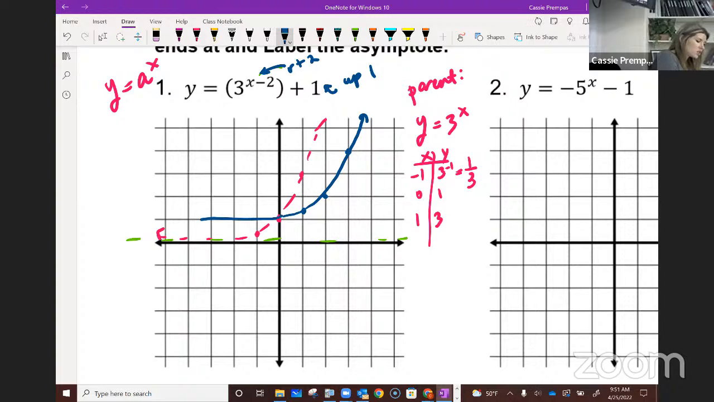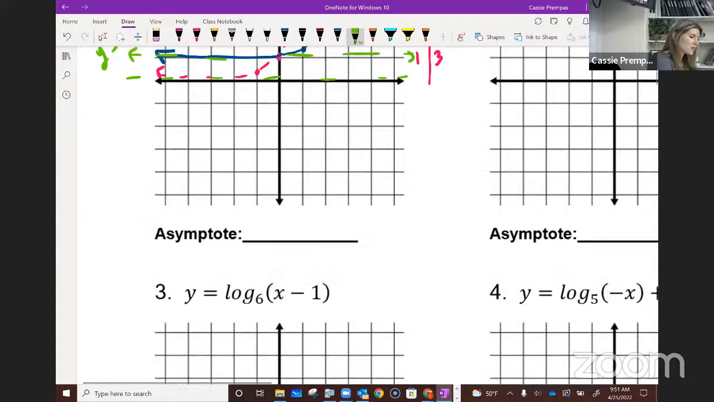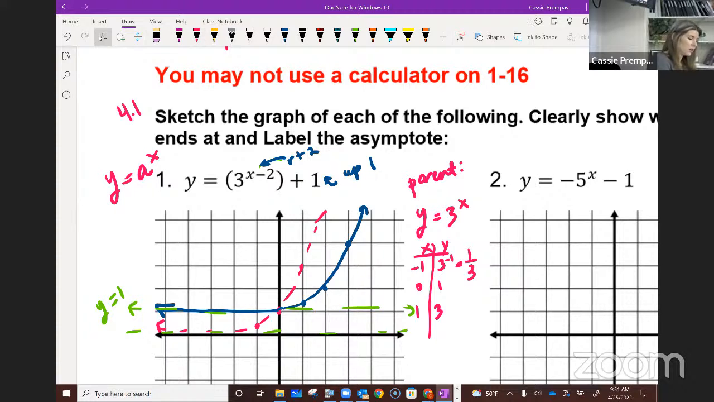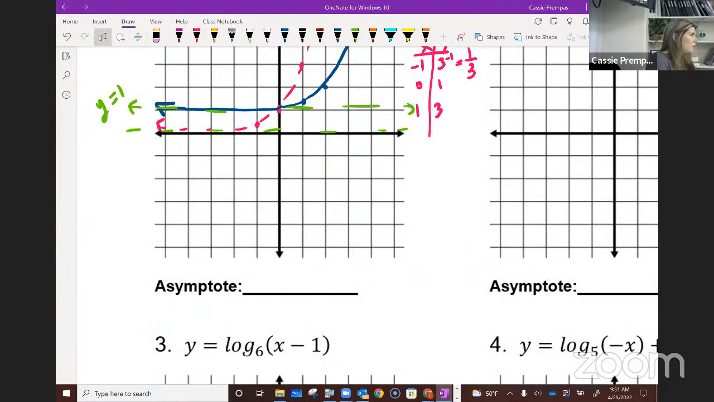Since it's been shifted up, all of those points move up, which means I have a new horizontal asymptote, not at y equals 0. What is the new one at? Good, y equals 1. Now, be careful. On the test, I will ask you to label it as the equation of a line. So how would we label this? It's shown that way on your practice test as well. It asks for it as an equation of a line.